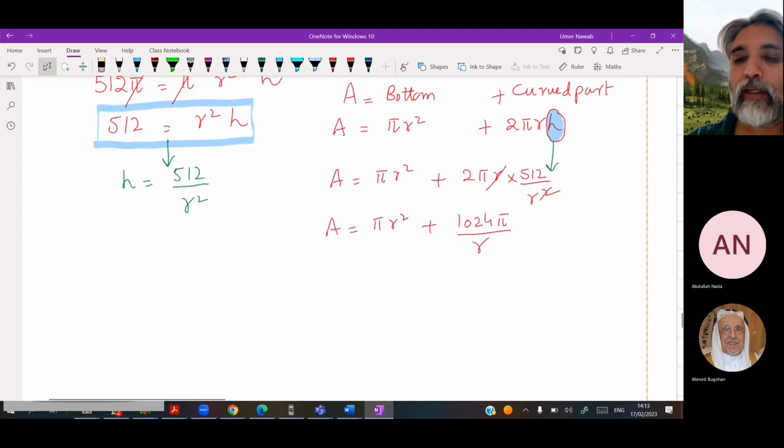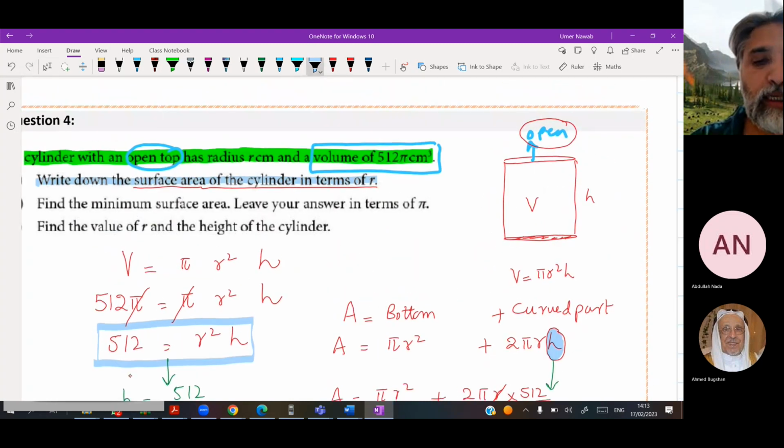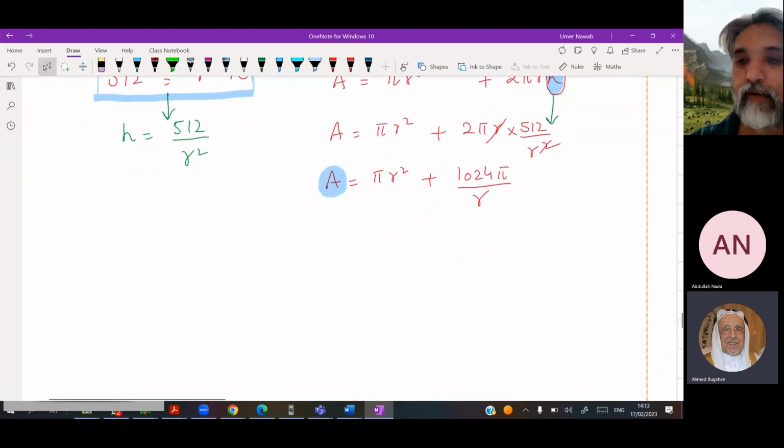We wrote it. Now the next thing is he's going to ask you to find the maximum or minimum value of A, and you need to take the derivative and put it equal to 0. Did he talk about this? Find the minimum surface area. Take the derivative.